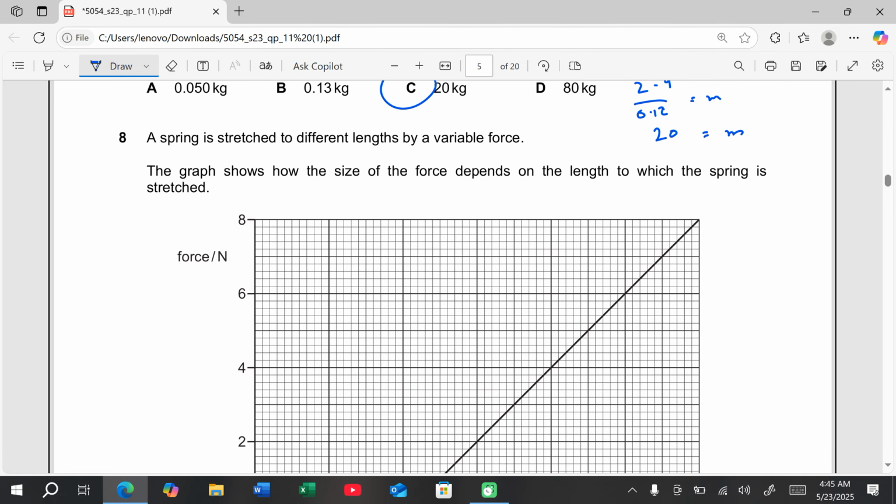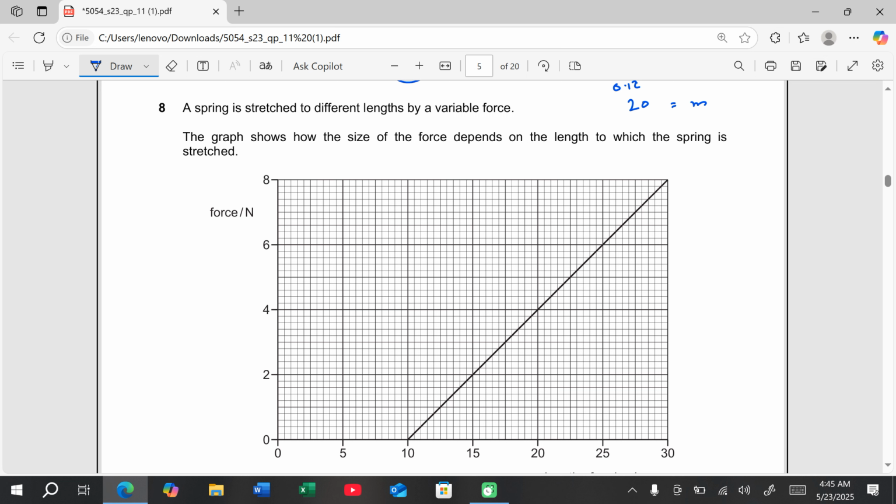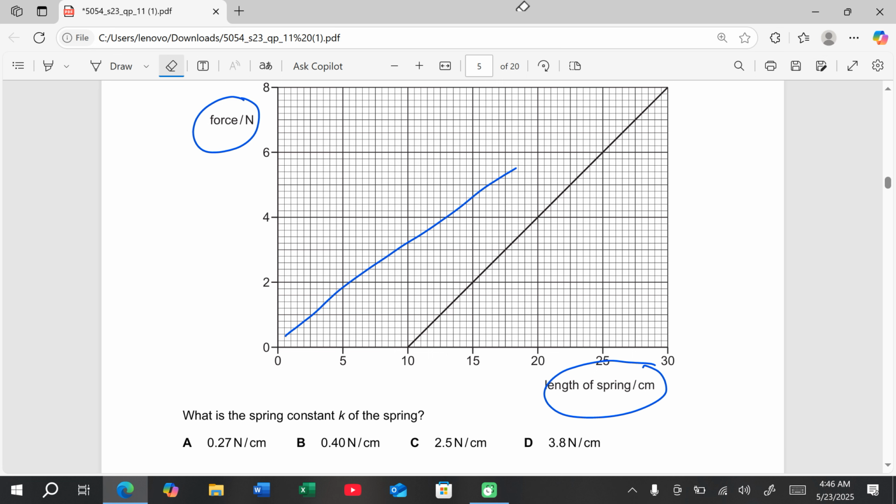The spring is stretched to different lengths by a variable force. The graph shows how the size of the force depends on the length to which the spring is stretched. You need to see this very important point here. This is a force against the length of the spring, not the extension. If it had been force against extension, it would be a straight line passing through the origin. Since it's not passing through the origin, it is the length of the spring.